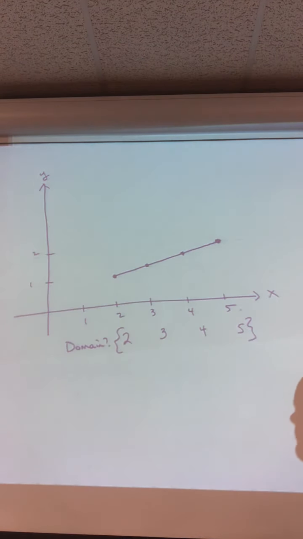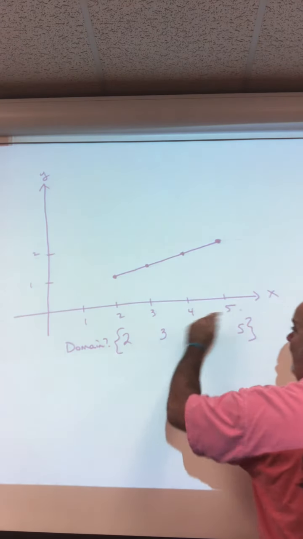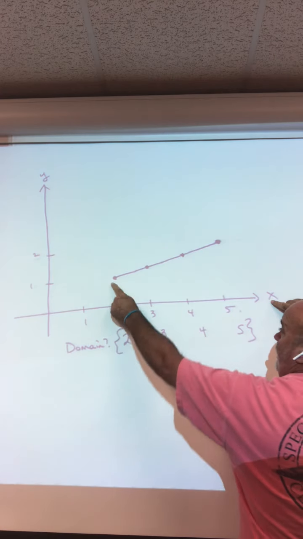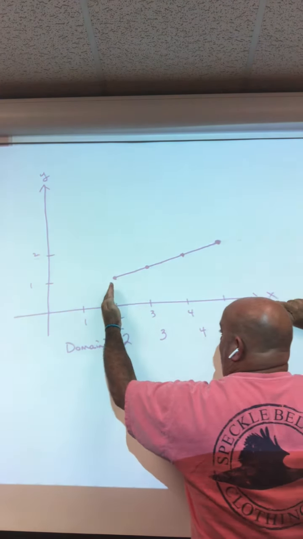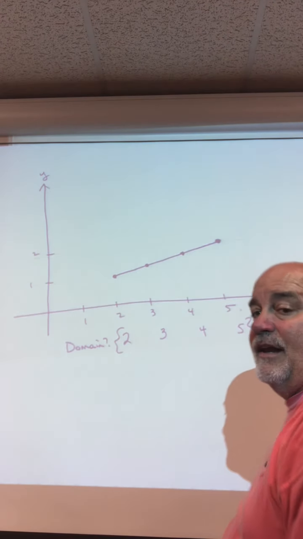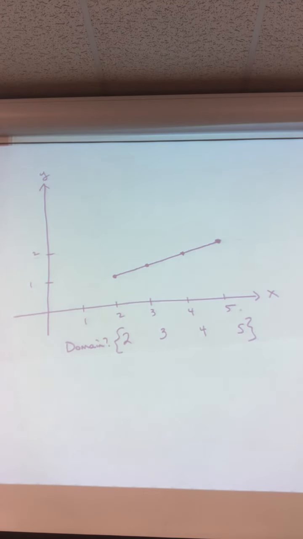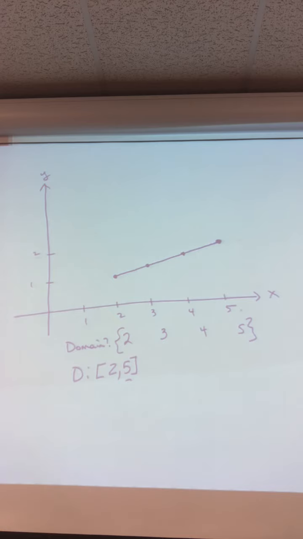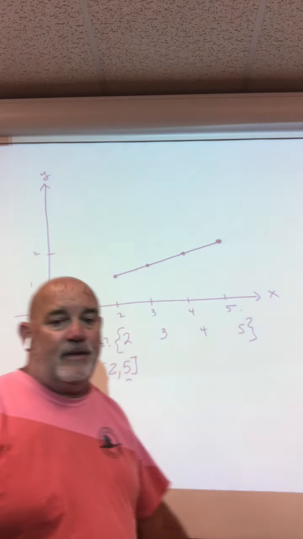So wouldn't it be fair to say this? The domain is how far the graph goes from left to right. So look at where the graph starts. Look at that X number. And look at where that graph ends. Look at that X number. So it's how far you go from left to right. I'll give that in a note in just a second. Now, the domain is everything from 2 to 5. And remember, in algebra, when we put the brackets on the 2 and 5, that means you're including the 2 and you're including the 5.